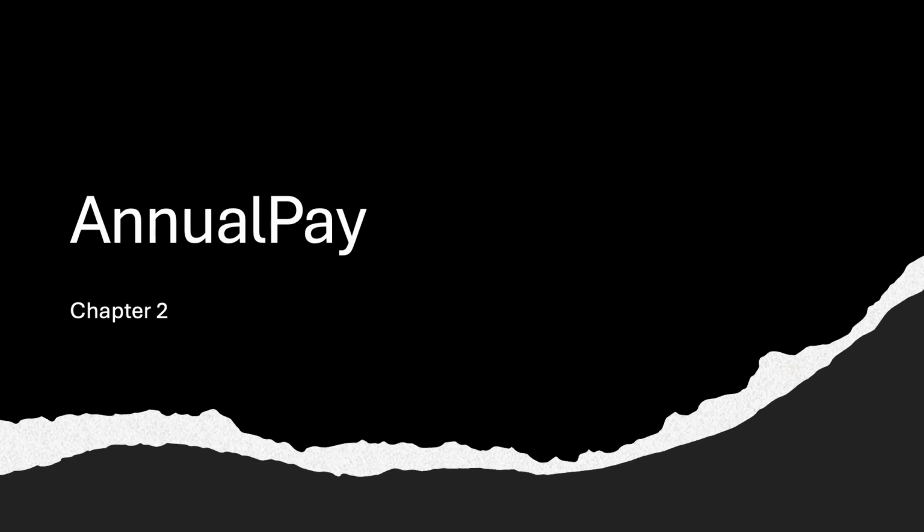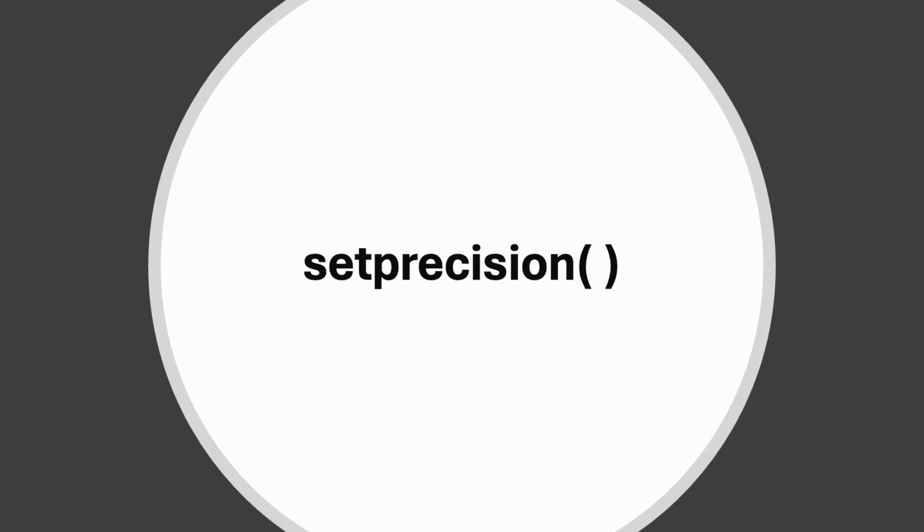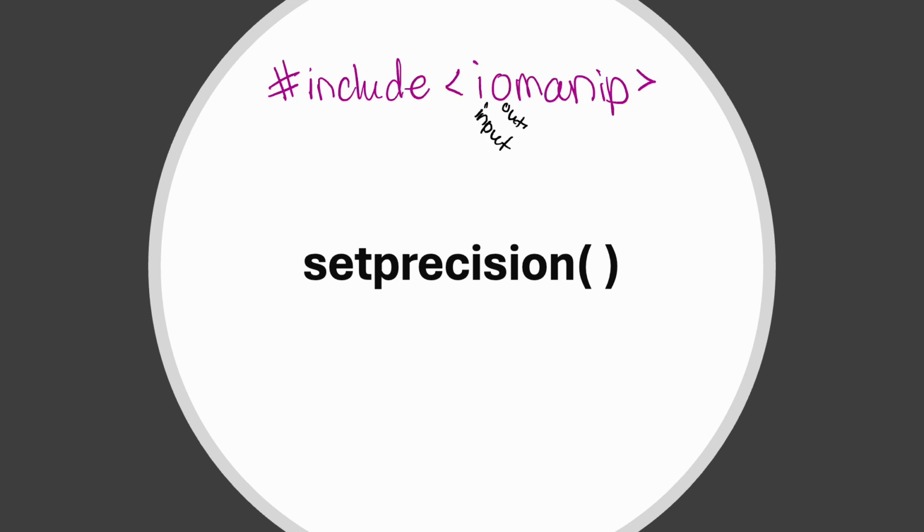In this program, Annual Pay, we're going to be focused on getting our money amounts to print to two decimal places the way that money does. There's a library function called set precision that will help us with this. To use set precision, you have to make sure that you include the IO_manip preprocessor directive, since we will be manipulating our input and output.